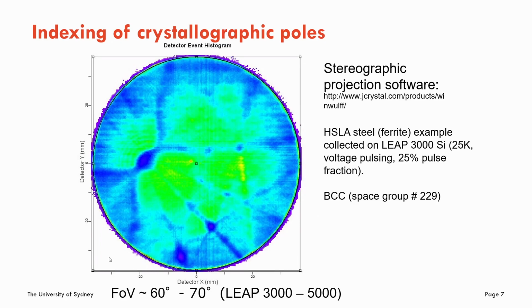Like I said, this is ferrite. It's a body-centered cubic structure, and when you're indexing your poles, it's important to know the space group of that crystal. For BCC, it's number 229. That'll become obvious when I show you Winwolf, actually, and we can use this stereographic projection software to help us index the poles.